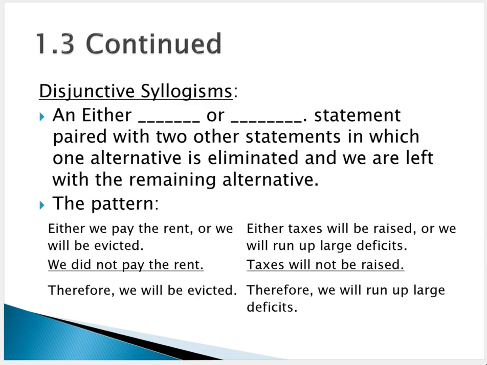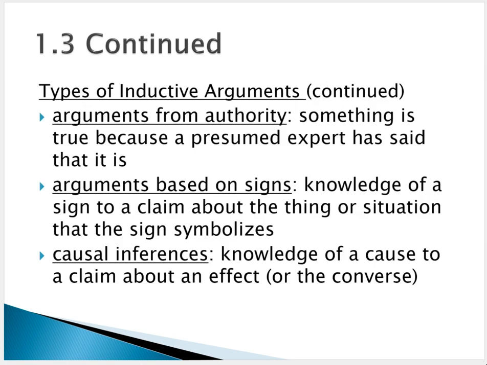A disjunctive syllogism is an either-or statement paired with other statements, where one of the alternatives will be eliminated and you're going to be left with the remaining alternative. So the pattern would be: either we pay rent or we will be evicted. We did not pay the rent. So what's the logical conclusion? We'll be evicted. Exact same thing. We've got a nice either-or, and we get a statement of fact, which leads us to our conclusion.